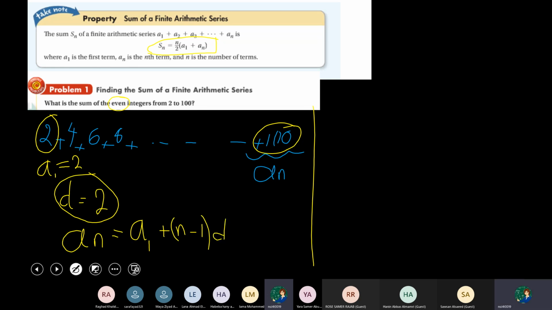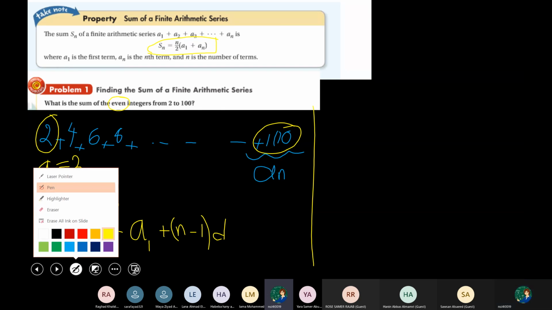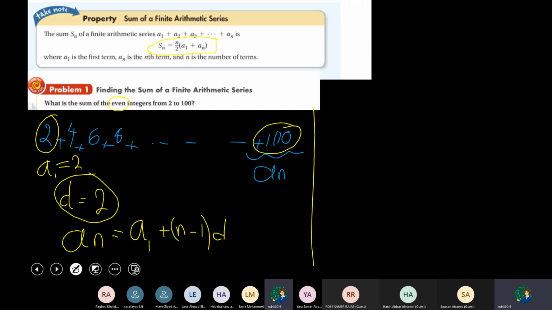Now this formula tells me what a sub n is. What does it mean? It means the number in the term. Okay, here, wait please, before that I will go back. Now in the arithmetic series we have Sn, and also we talked about a sub n. What is the difference between them? This one is the series and this one is the term.